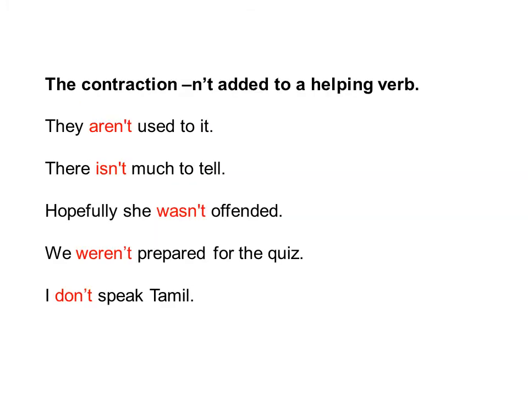The contraction: n't added to a helping verb. They aren't used to it. There isn't much to tell. Hopefully, she wasn't offended. We weren't prepared for the quiz. I don't speak Tamil. The verbs that I use are is, was, were, and do, and n't is added to them.